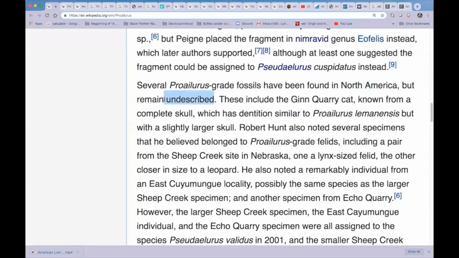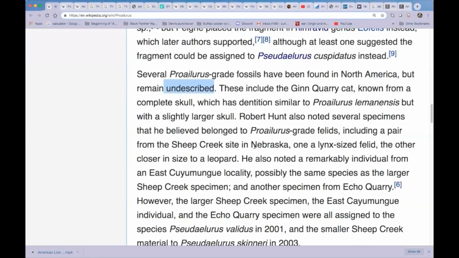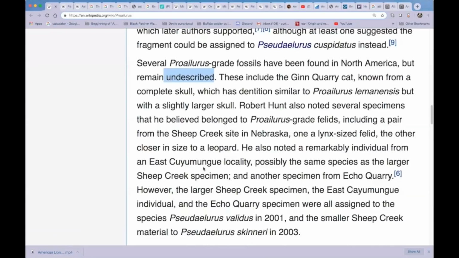So it remains undescribed. These include the Quarry cat, known from a complete skull, which has dentition similar to Proailurus lemanensis, but a slightly larger skull. Robert Hunt also noted several specimens that he believed belonged to Proailurus grade felids, including a pair from the Sheep Creek site in Nebraska, one lynx-sized felid, the other closer in size to a leopard. He also noted a remarkable individual from the East Cuyamungue locality, possibly the same species as the larger Sheep Creek specimen, and another specimen from Echo Quarry. All right, so all these they found in America, all right?